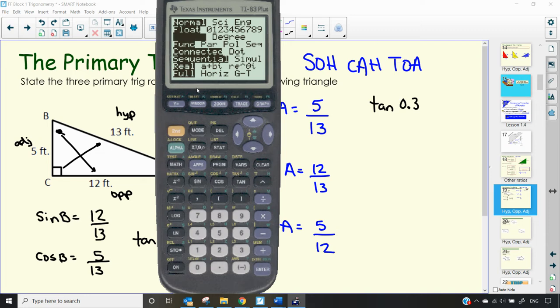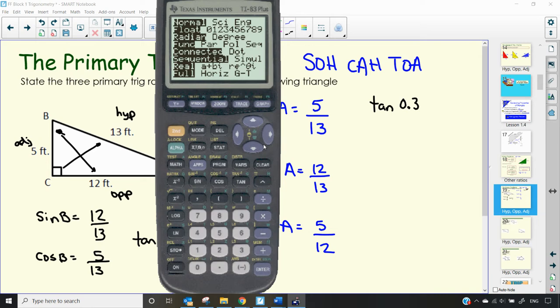So if we were doing final exams in school, and we came around and cleared all your calculators, you would have to remember to put your calculator in degree mode. So you might be asking, well, what's the difference between radians and degrees? It's just a matter of units of measurement. So just like we measure in centimeters and inches, we can measure angles in radians and degrees.